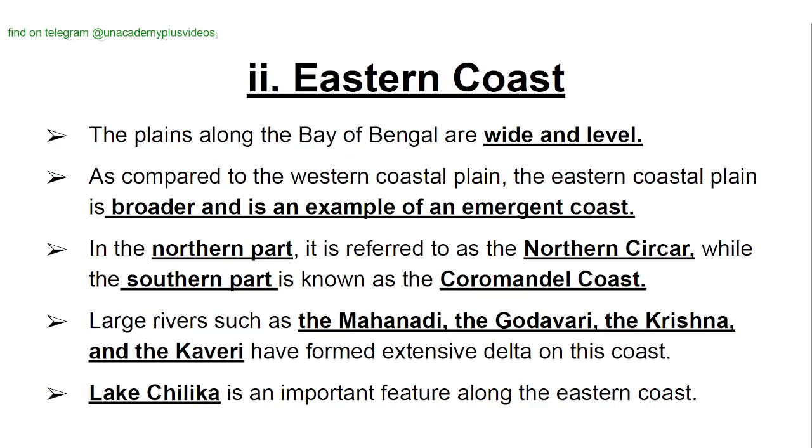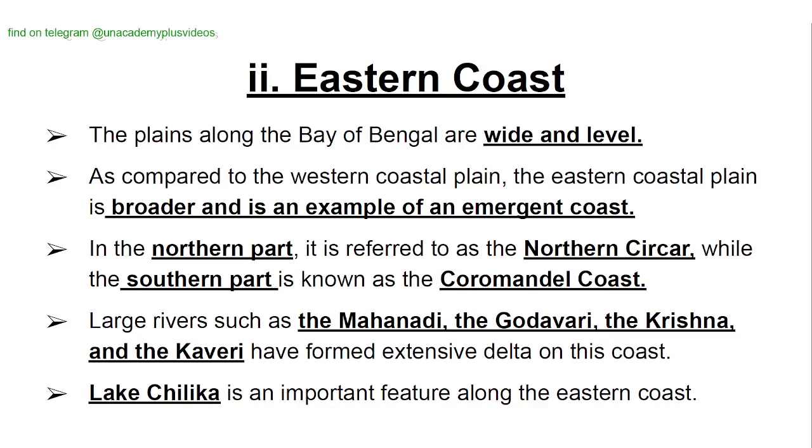Eastern coast. The plains along the Bay of Bengal are wide and level. As compared to the western coastal plain, the eastern coastal plain is broader and is an example of an emergent coast. In the northern part, it is referred to as the Northern Circars, while the southern part is known as the Coromandel coast.